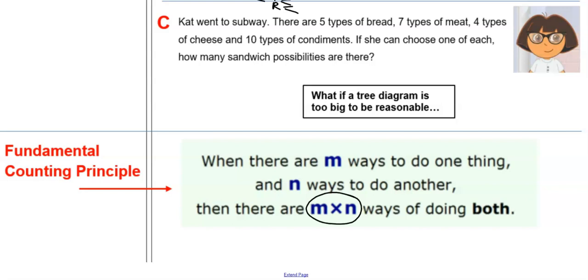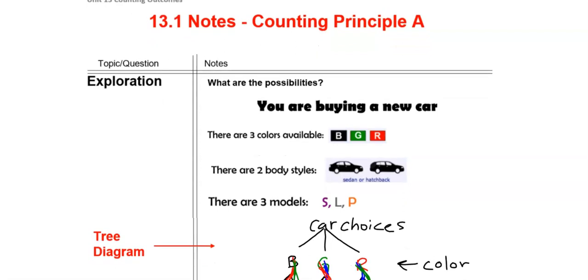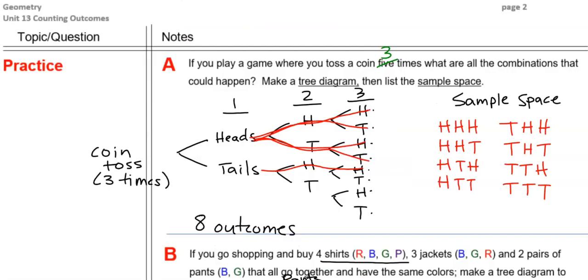So basically what you need to do is take your possibilities and multiply them all together. If we go back to our car buying situation, we had 3 colors, 2 body styles, and 3 models. If we were to just multiply those together, 3 times 2 times 3, 3 times 2 is 6, and 6 times 3 is 18. So that's how we could have gotten our 18 outcomes. Sure, it was nice to list all of them, but if we just wanted to know how many outcomes there were, the fundamental counting principle probably would have been easier.